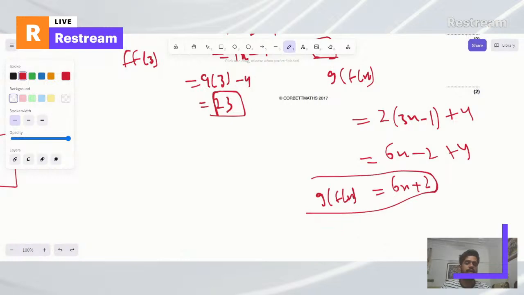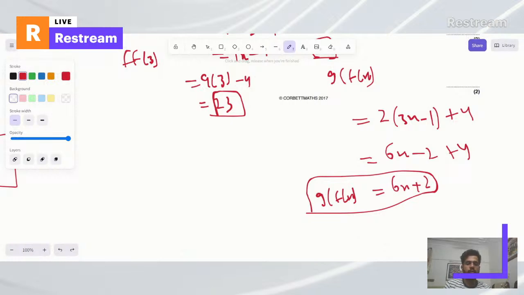I hope this is clear. If you have any problem in any part of this question, kindly let me know in the comment box. Is everything clear? So I really hope that's clear.